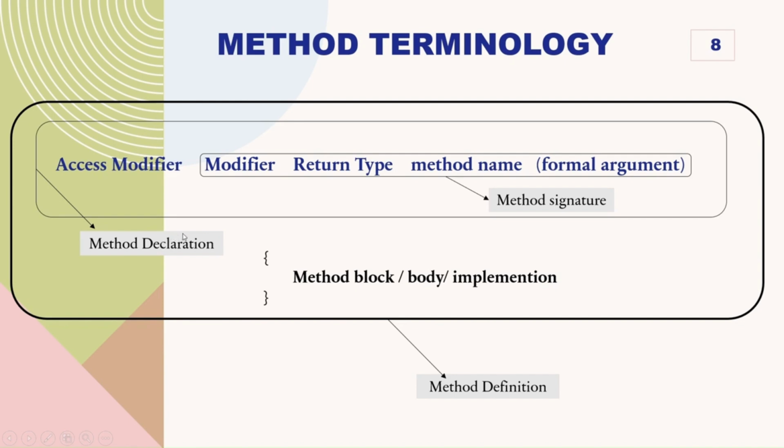We will discuss in a later video how many access modifiers and modifiers there are, how they work, and what their role is in methods. Also, we have a method block, that is the method body or implementation. You can write anything in this block, and it is called a method block. All of this together is considered a method definition. This is the technical terminology. I thought you should understand this also, so that's why I explained it as well.